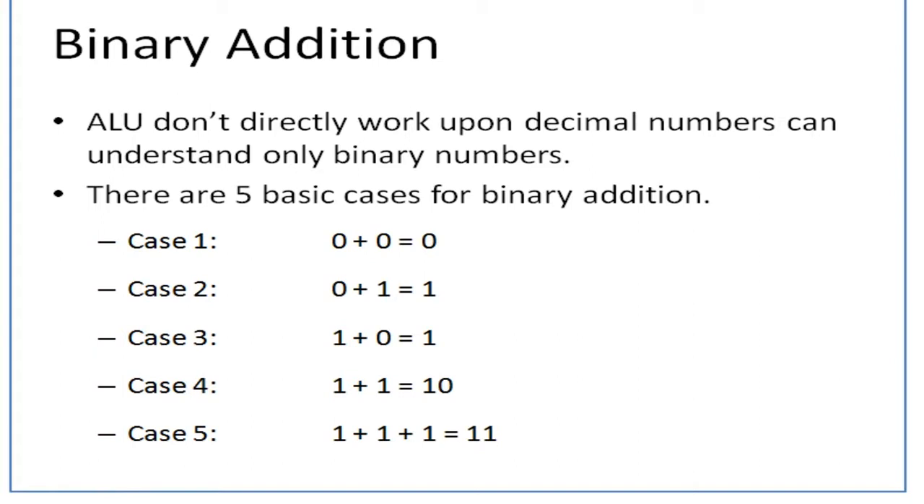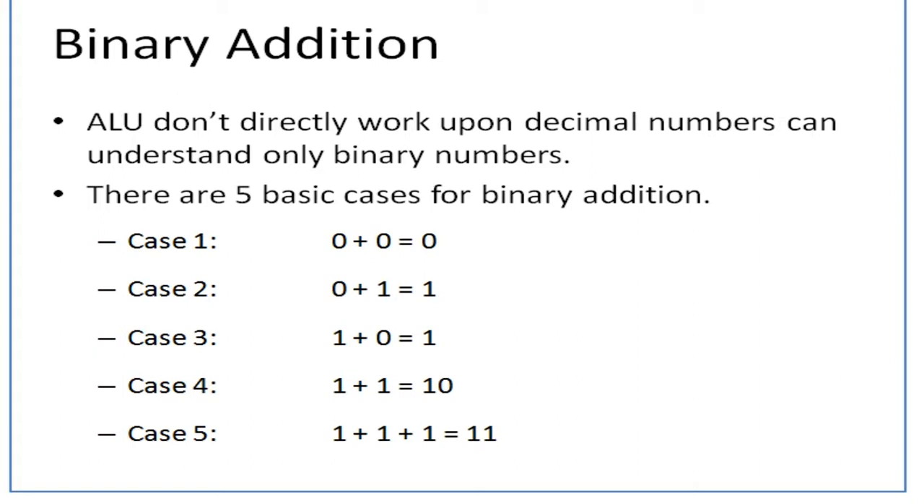Normally the ALU, that is the arithmetic logic unit, doesn't directly work on decimal numbers. It can understand only binary numbers. So normally you will give decimal numbers, but the computer doesn't understand decimal numbers, so it will convert them into binary numbers. We have already seen the conversions of decimal to binary in previous videos, so you know how the ALU will work with that. Now we are going to see how binary addition works.